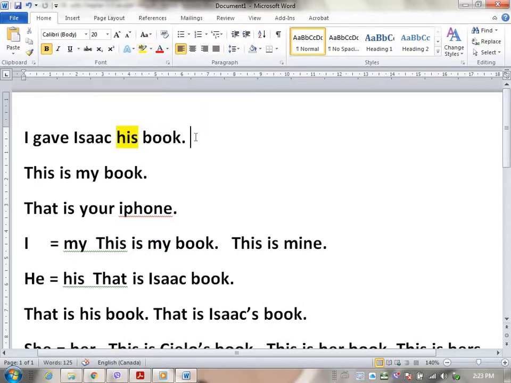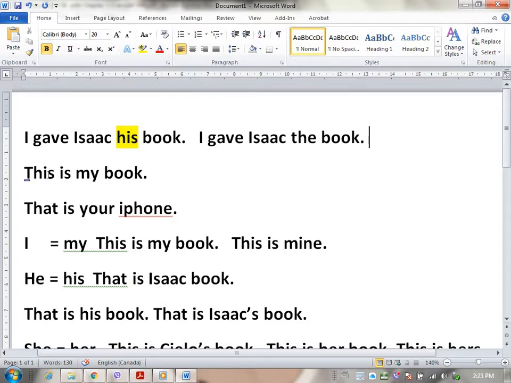But also I could say, I gave Isaac the book. I mean, any book I could give to him. But when I say I give Isaac the book, maybe this book is not Isaac's book. It could be anybody's book. But when I say his book, it means this book belongs to Isaac.